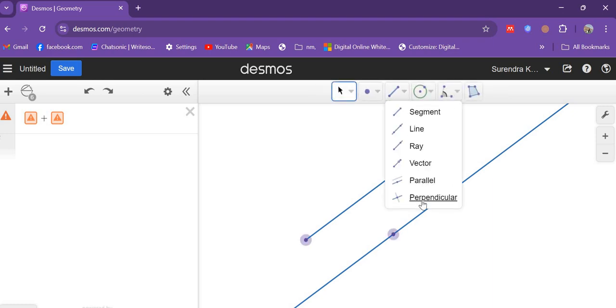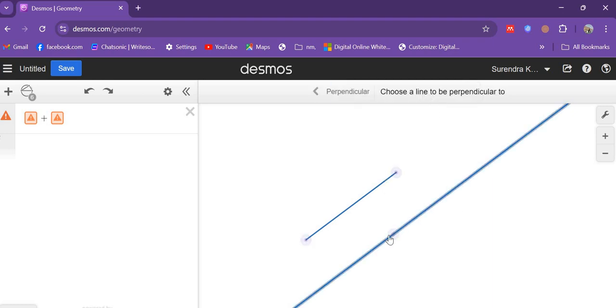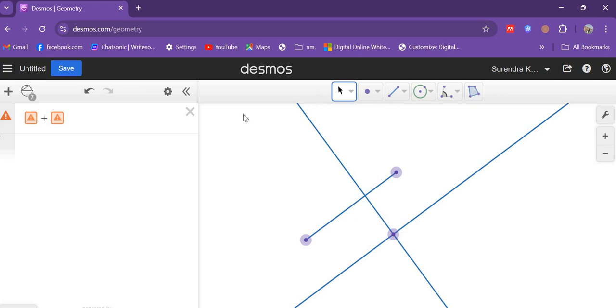We can also draw a perpendicular line by choosing a line. We can do many more things by using this Desmos calculator.